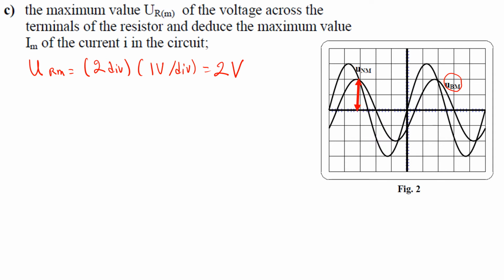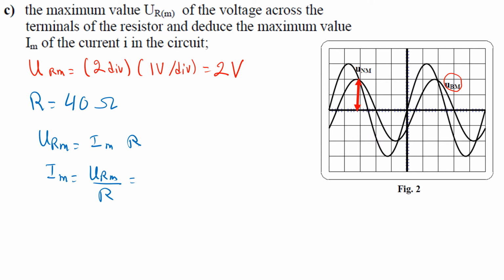And deduce the maximum value IM of the current I in the circuit. We have the resistance, it was given as 40 ohms. If I want to find I maximum, UR maximum is I maximum multiplied by R. So I maximum is equal to UR maximum over R. UR maximum we found is 2 volts over R, which is 40 ohms. The answer is 2 divided by 40, which is 0.05 amperes.